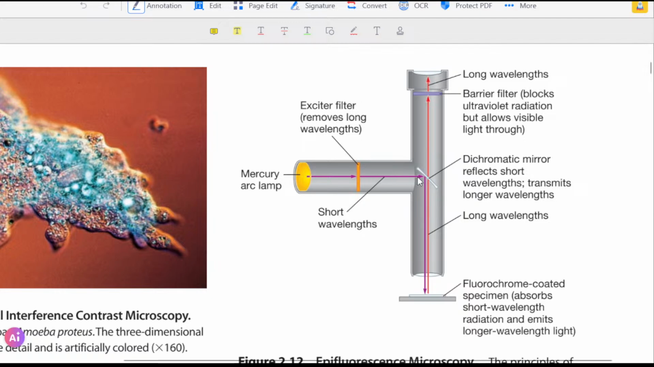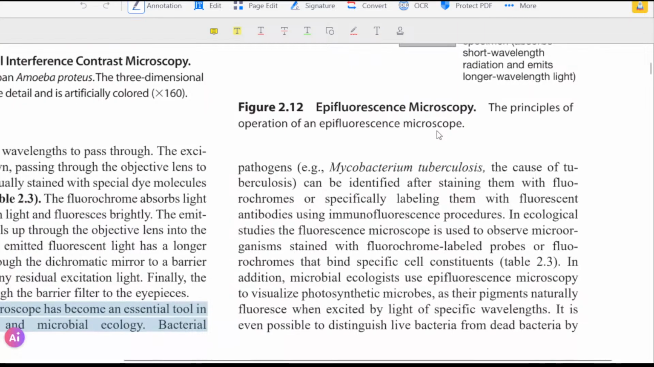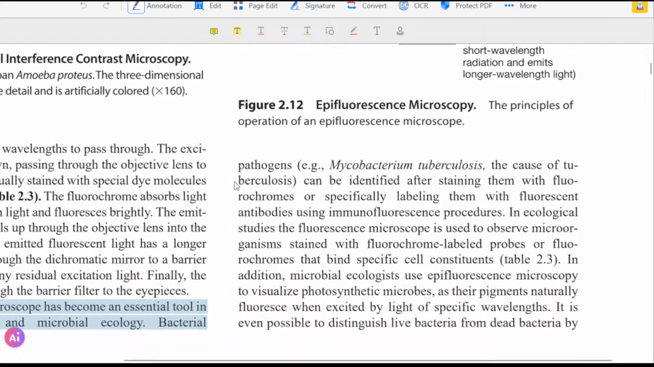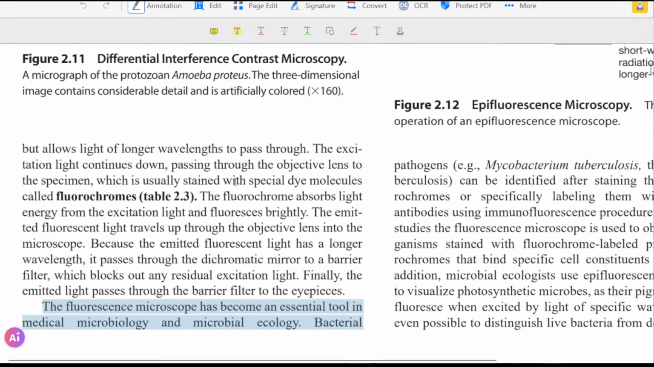So it only allows the shorter wavelength, which is reflected to the sample, and the sample absorbs that light and then emits the longer wavelength. The longer wavelength is shown by the red arrow, and there is a barrier filter, and there you can see is a lens, the objective lens. Where is another objective lens? And so it acts as a condenser as well, and so we can see the picture image. Actually, this microscope is way easier than the previous microscopes.